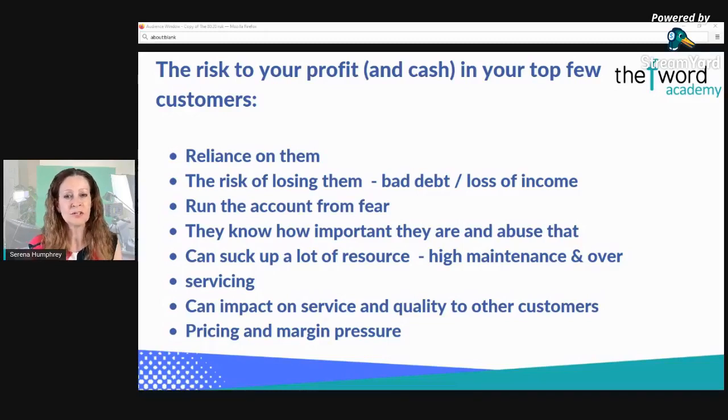And they'll also very often be putting a lot of pricing pressure on you because they know they're a big deal to you. They know they're important, so they feel they can throw their weight around. So you end up discounting, throwing more stuff in for free, and that's putting big pressure on your gross margins, which is another example of how those top few customers can be seriously impacting your profitability.